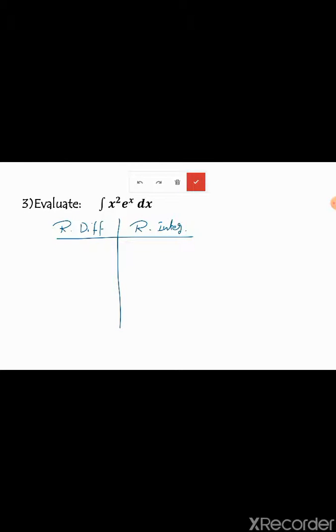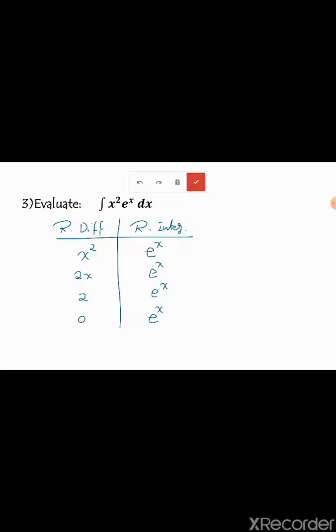The first one is x squared, and the second here is repeated integration for e to the power of x. X squared, its derivative is 2x, and again its derivative is 2, and its derivative again is 0. The integral of e to the power of x is e to the power of x, and the integral again of e to the power of x is e to the power of x, and one more time, which is e to the power of x.